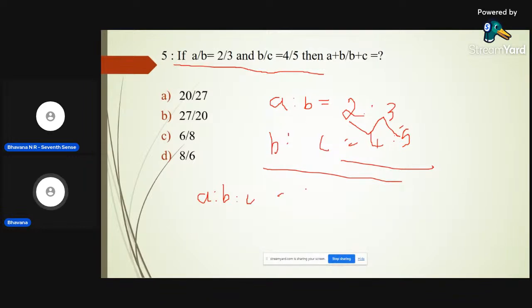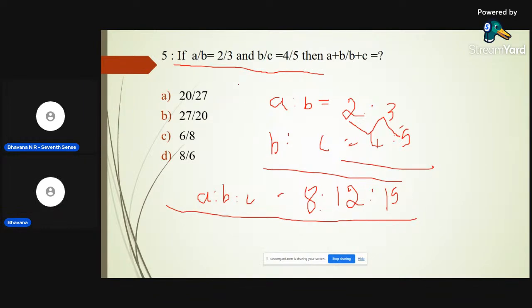8. 4 twos are 8. So then 4 threes are 12. So next 3 fives are 15. So here we will get the ABC value, right? So ABC value we got.